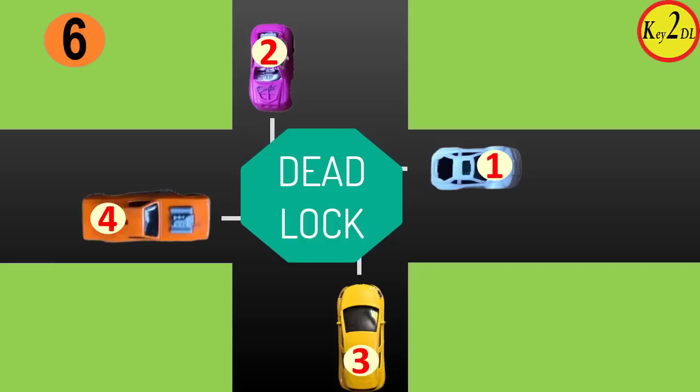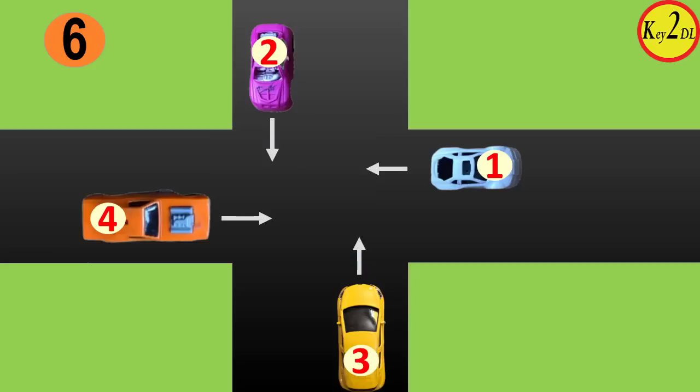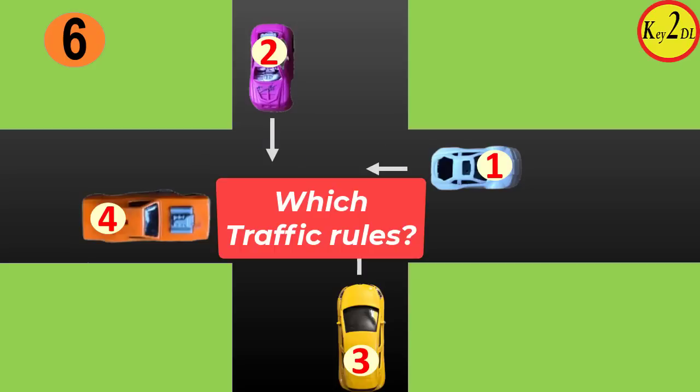So one car is right hand to another, another car is right hand to the other, and so on and so forth. And all the 4 cars arrive at the junction at the same time. So which rule should apply here? Just think a little bit.